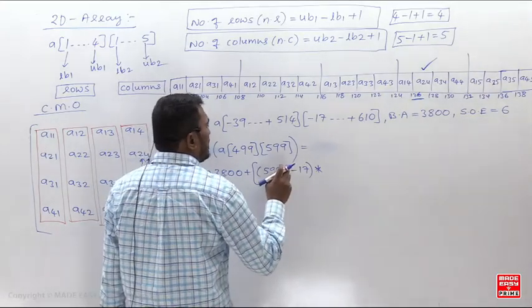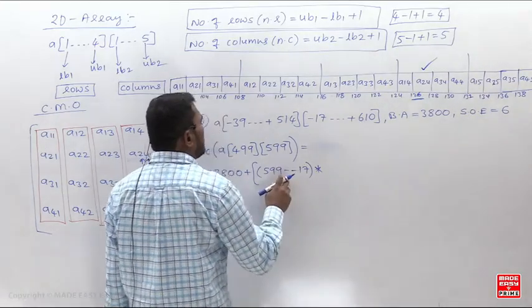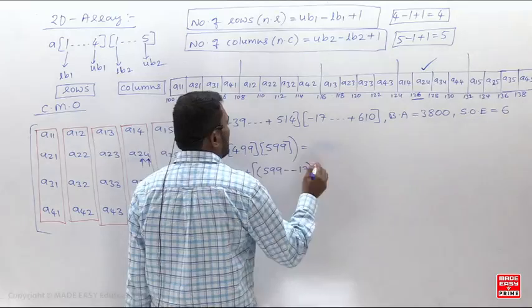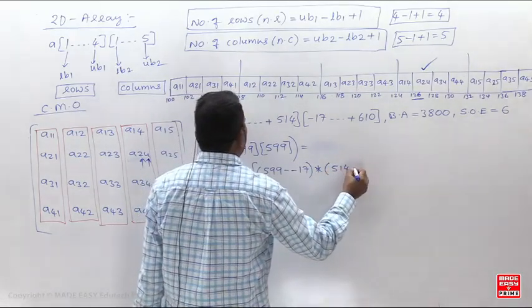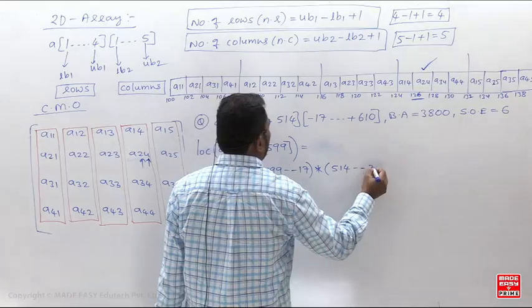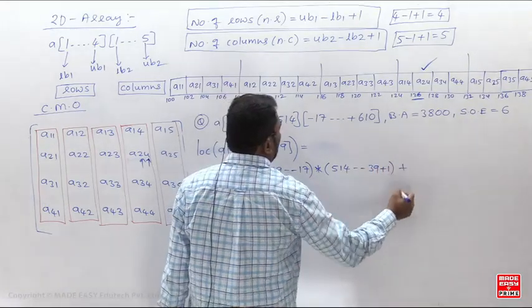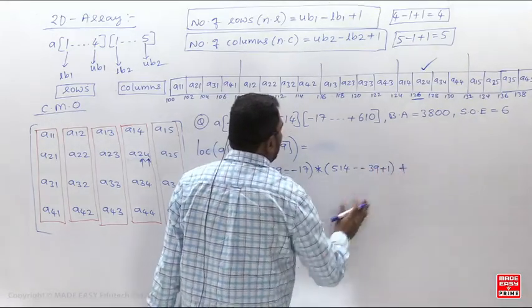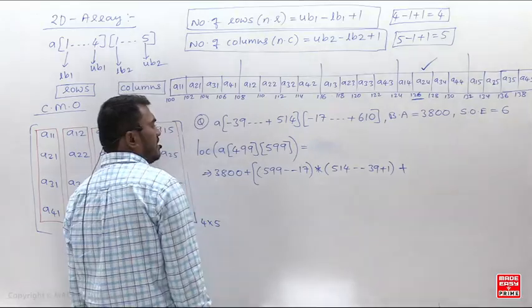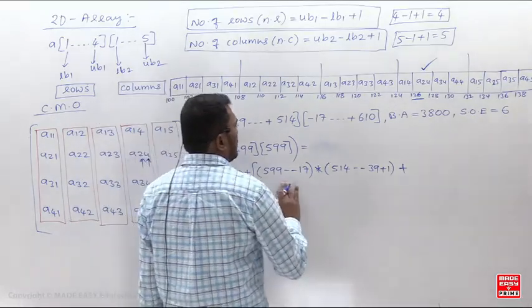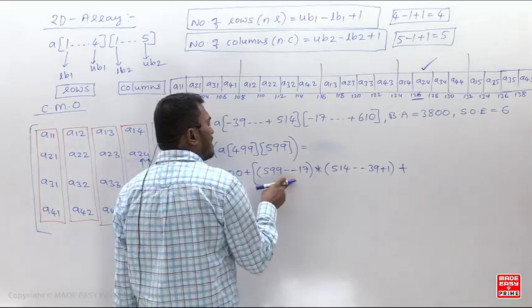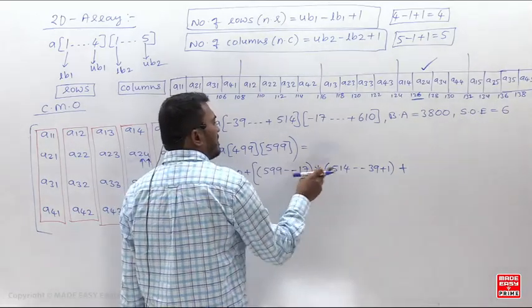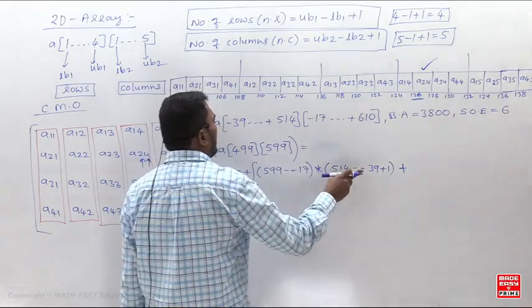And in this many columns, how many elements are there? That is same as number of rows. How many rows? 514 minus 39 plus 1. So this many rows are there, right? Total this many rows. This many columns you want to cross, and every column is having how many elements? This many elements. That is same as number of rows.